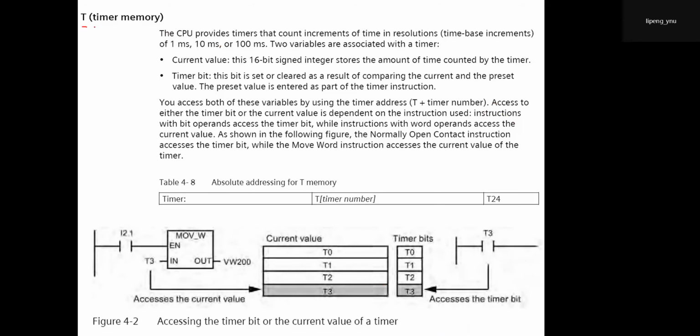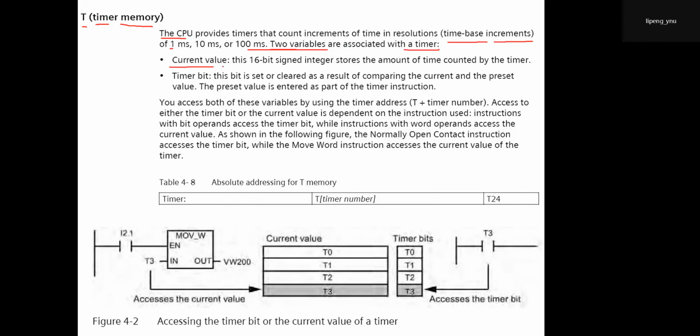And T is a timer memory. The CPU provides timers that count increments of time in resolutions. Time-based increments of 1 millisecond, 10 milliseconds, or 100 milliseconds. Two variables are accessed with a timer.